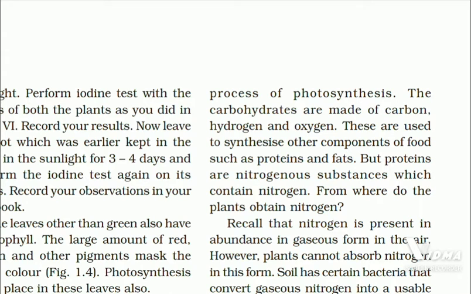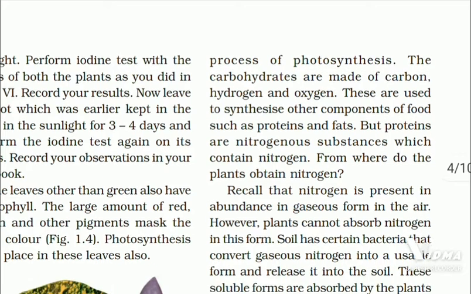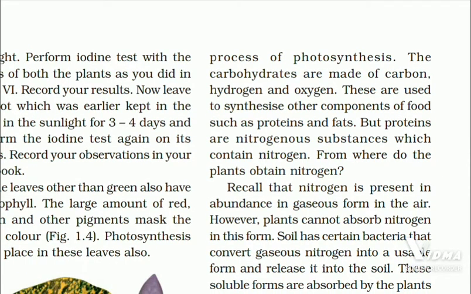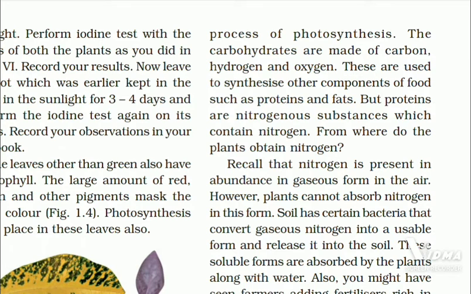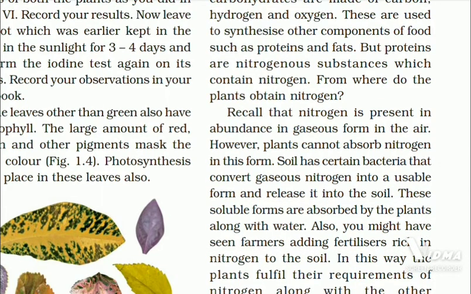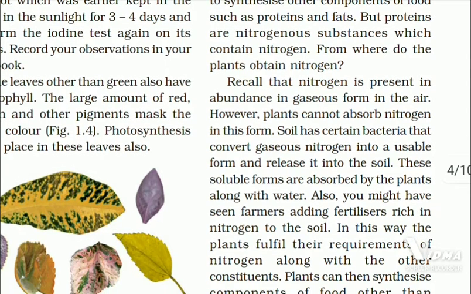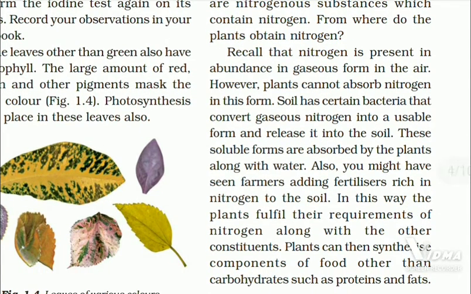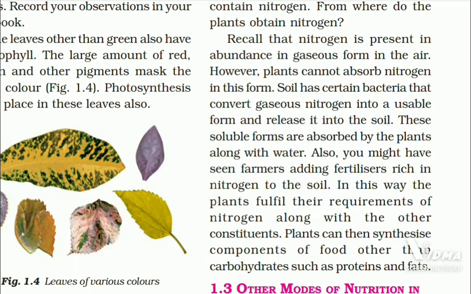So from where do the plants obtain nitrogen? Recall that nitrogen is present in very abundant quantity in gaseous form in the air. But plants cannot absorb nitrogen directly. That's why soil has a certain kind of bacteria. It converts the gaseous nitrogen into a usable form, the form which plants can accept, and releases it into the soil. These soluble forms are absorbed by the plants along with water. Also, you might have seen that farmers add fertilizer rich in nitrogen to the soil for effective nourishment of the plants. In this way, the plant fulfills the requirement of nitrogen along with all other constituents.